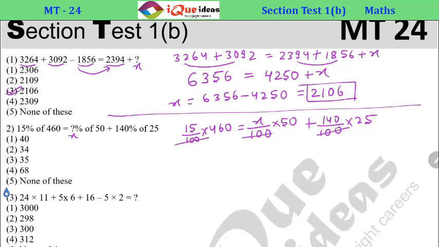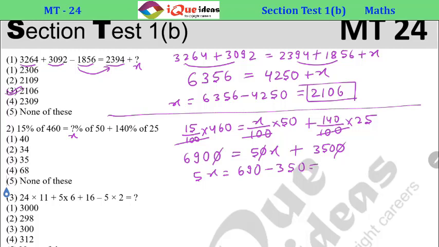Okay, now 15 into 460, just multiply normally. So 15 0 0, 15 6 are 90, so 0 9 times, 15 4 are 60 plus 9 69. So 6900 is equal to 50x plus 140 into 25, again normal multiplication. 25 0 times is 25, 0 times is 0, 25 4 is 100, so 0 10 carry, 25 and 10 is 35. Alright, so here 1 0 is cancelled from every term, and 5x is equal to 690 minus 350.